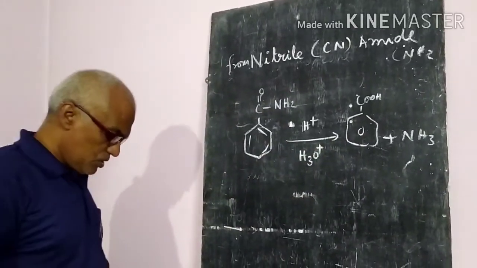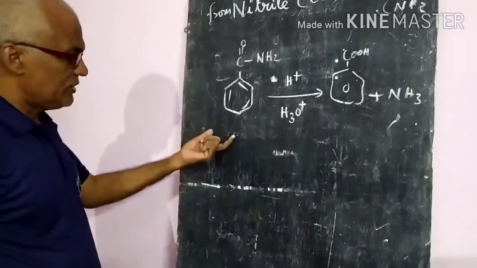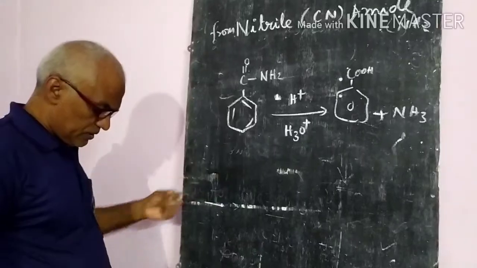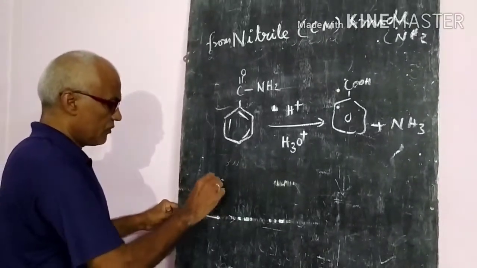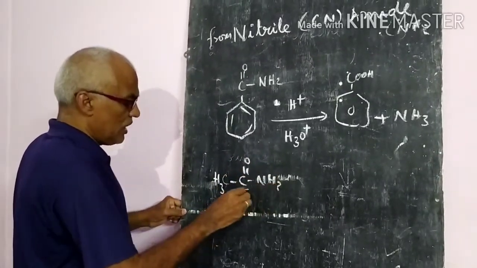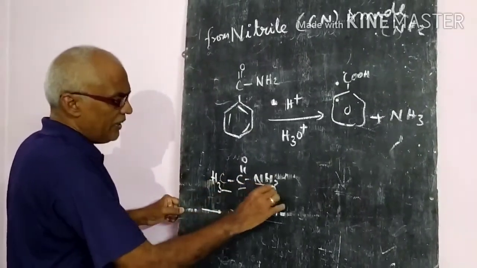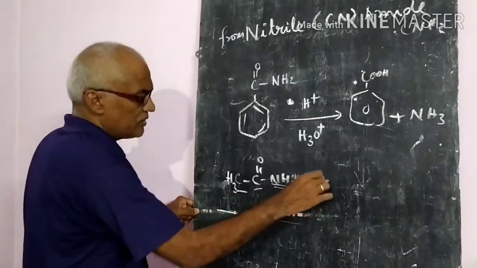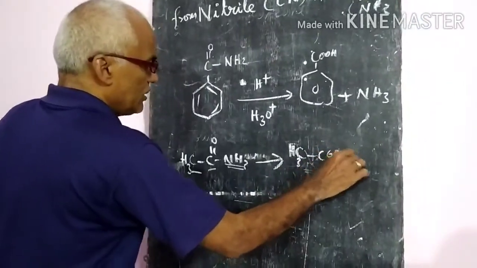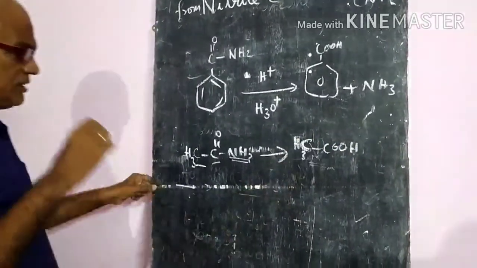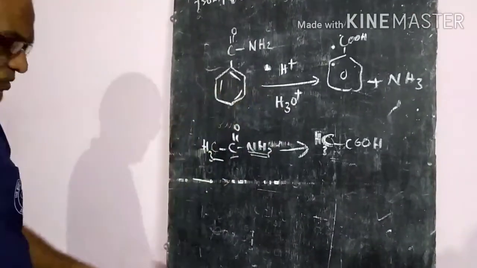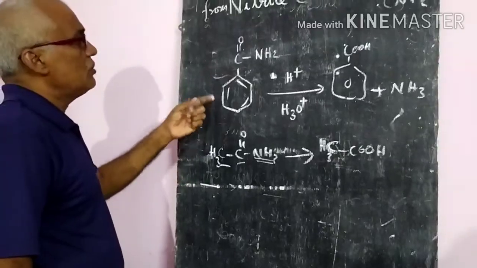So these are the most important. And in the textbook, ethanamide is also given, CH3, C double bond O, NH2. That is two carbon atoms, ethane, with an amide group. Ethanamide is converted into ethanoic acid, CH3COOH. Like this, we can convert in the presence of H3O plus ions. That is acidification only. So this is also from nitriles.